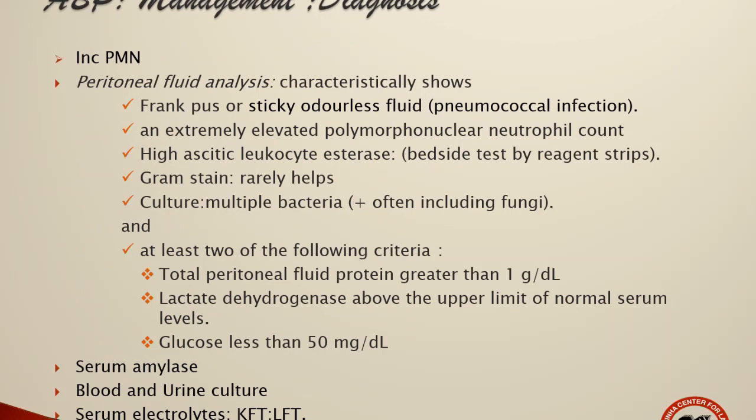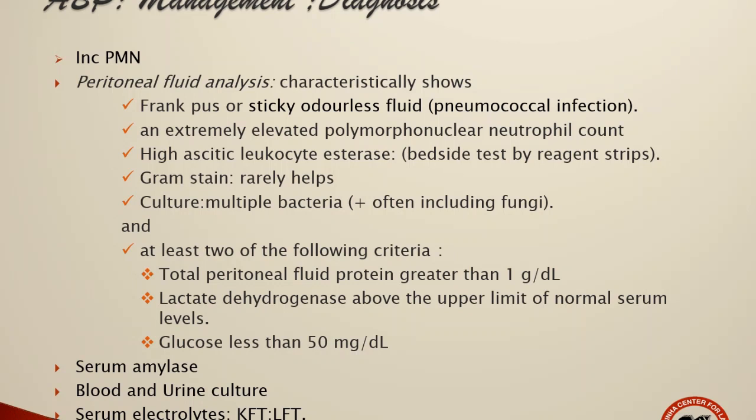Now, how do you diagnose? Remember we said differentiating between primary and secondary is very important. So how do you diagnose a secondary peritonitis, or acute bacterial peritonitis, which is a form of secondary peritonitis? There has to be increased systemic polymorphonuclear leukocytosis. Number one. Number two, peritoneal fluid analysis: characteristically the color itself would show pus, as opposed to clear fluid in a spontaneous bacterial peritonitis of the ascitic type, or sticky odorless fluid in a pneumococcal infection. An extremely elevated polymorphonuclear leukocyte count in the ascitic fluid, and also in the serum.